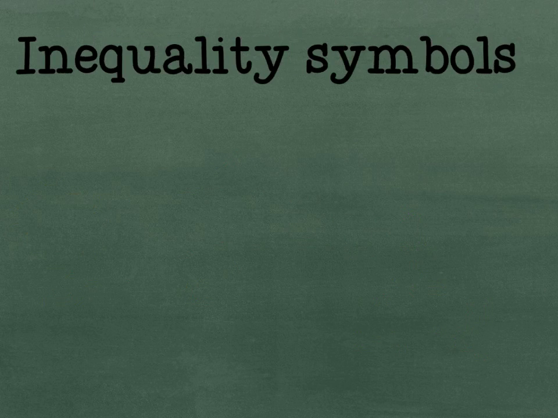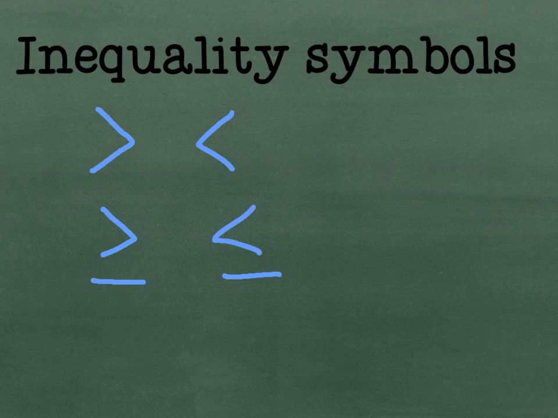Since inequalities don't use an equal sign, we need to use a different kind of sign instead. So we would use things like this. We might use a greater than or a less than. We might have a greater than or equal to or a less than or equal to. You studied these in middle school, so we just need to kind of remember what they do and how they work.